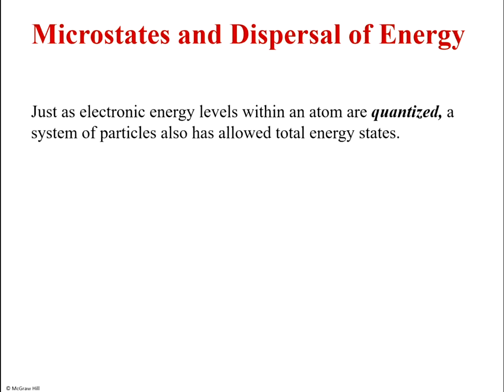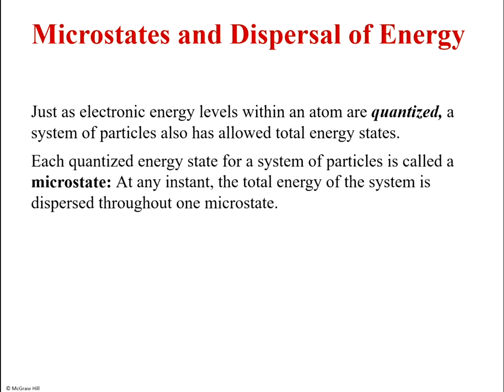So back in chapter 7, we learned about atoms and that they only have certain energy levels that are available to them, the specific quantized electronic states. It turns out that likewise, when we have a large system of particles, that will also have only specific total allowed energy states. And one of these states is what we will call a microstate.